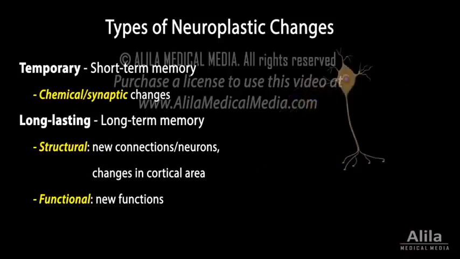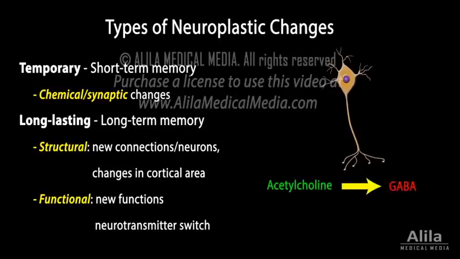Some stimuli, such as stress or physical exercise, can cause certain neurons to switch from one neurotransmitter to another, often converting them from excitatory to inhibitory or vice versa. This neurotransmitter switching is thought to be the basis of behavioral changes induced by such stimuli.